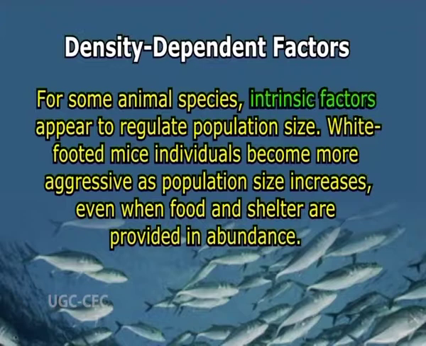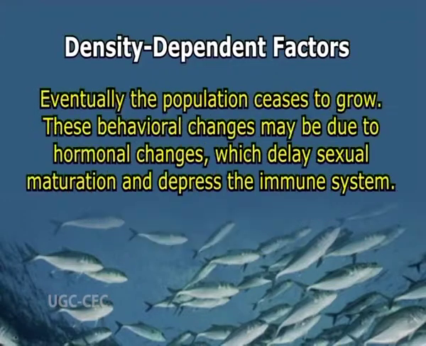For some animal species, intrinsic factors appear to regulate population size. In white-footed mice, individuals become more aggressive as population size increases, even when food and shelter are provided in abundance. Eventually, the population ceases to grow. These behavioral changes may be due to hormonal changes which delay sexual maturation and depress the immune system.